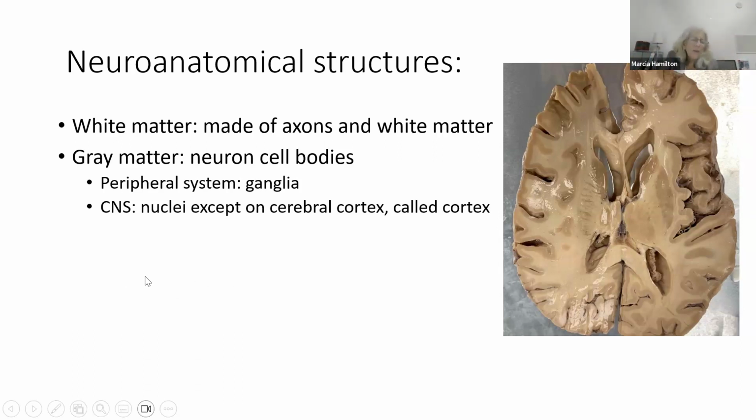But in the central nervous system, the gray matter, called neuron cell bodies, they will be nuclei, except on the cerebral cortex, and then it'll be referred to as a cortex.